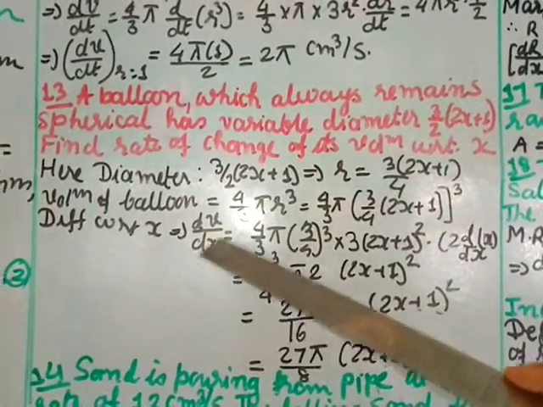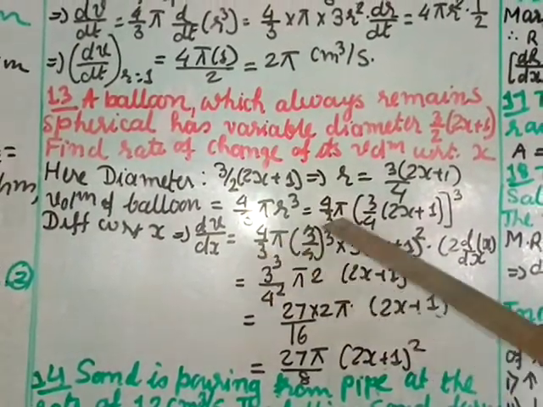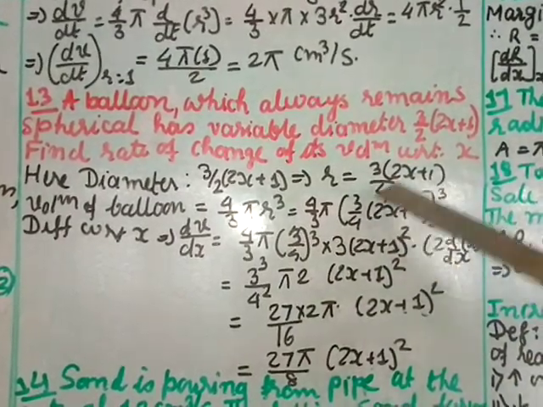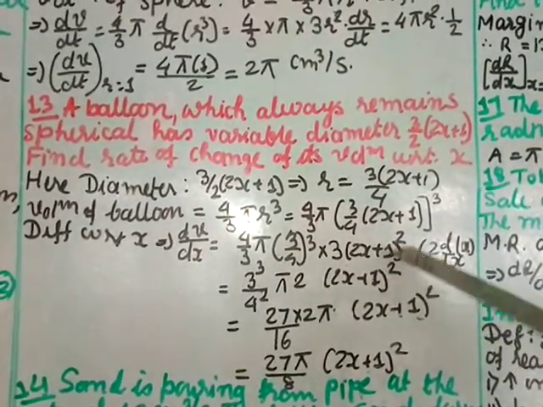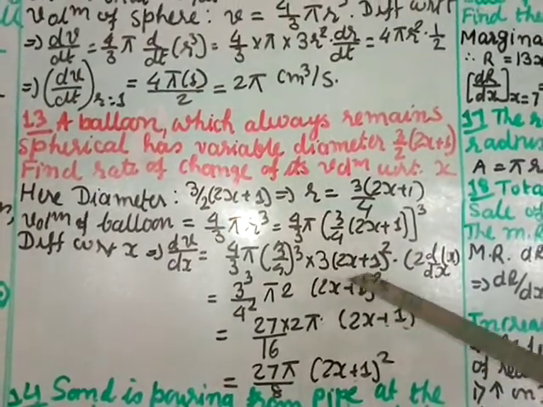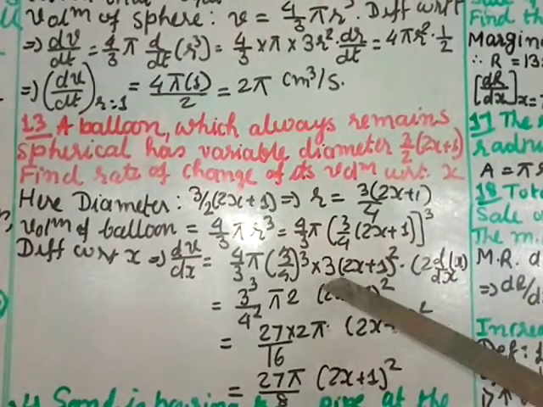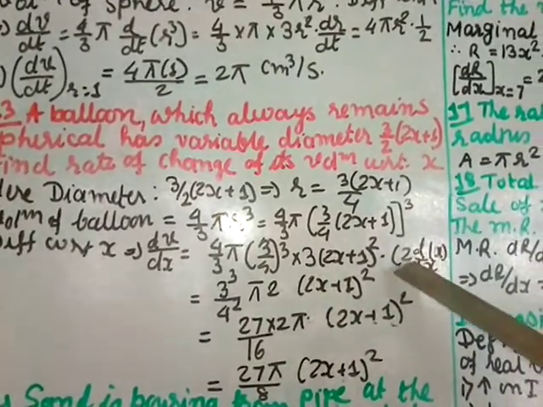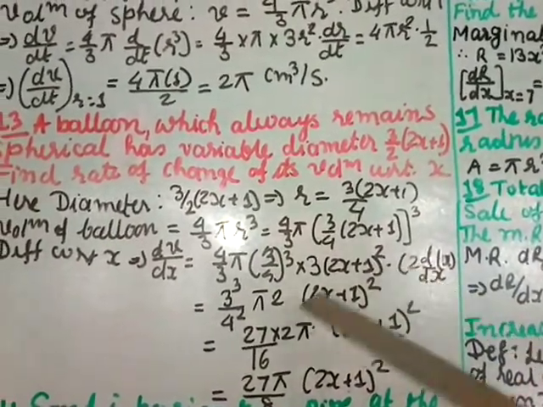Differentiate with respect to x: dV by dx is equal to 4 by 3 pi, 3 cube by 4 cube, into (2x + 1) whole cube. So you have to do the first power, so it comes 3 (2x + 1) square. Then you have to differentiate what is under the bracket. So 2 into d by dx of x, and 1 is 0. And x gives 1, so here only 2 remains, and that 2 is put here.